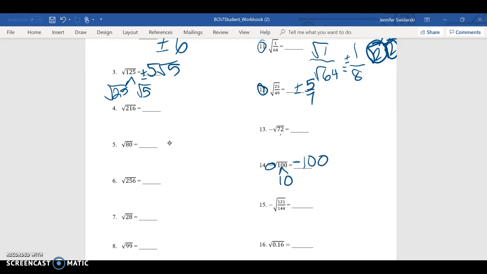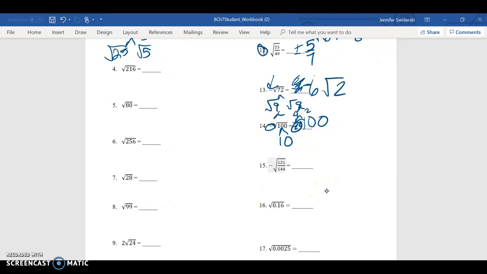100. What about 72? Well, I can multiply square root of 9 times square root of 8. Square root of 9 becomes 3. You get 3 root 8, but that 8 can be broken down to 4 and 2 and 2 and 2. I have another buddy pair that goes outside, so 3 times 2 would give me 6 root 2, and we need to keep that negative sign in front. What about 15? Well, I would get square root of 121, which is 11, right, over square root of 144, which is 12, and they want you to make that negative, so it's negative 11/12.